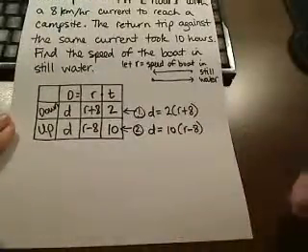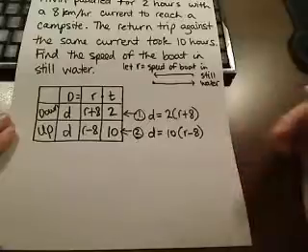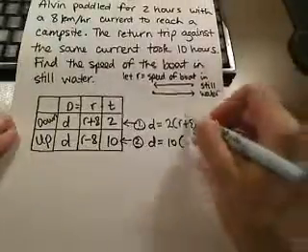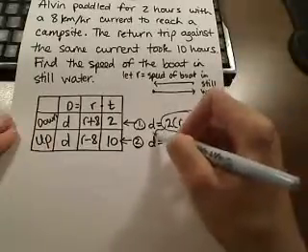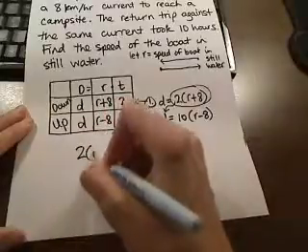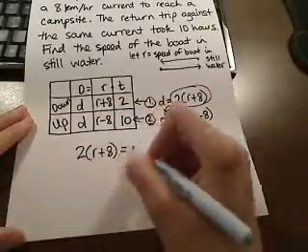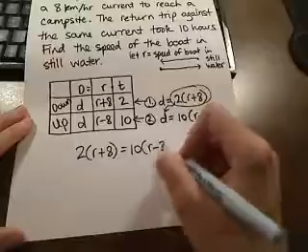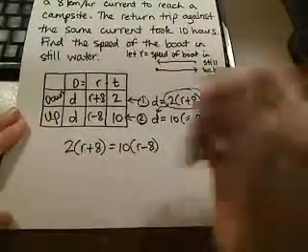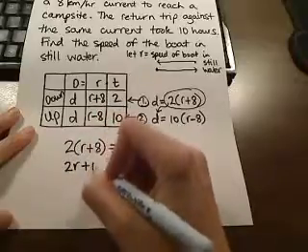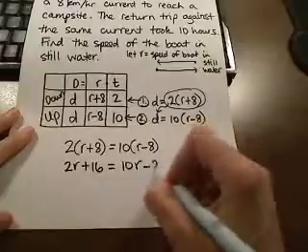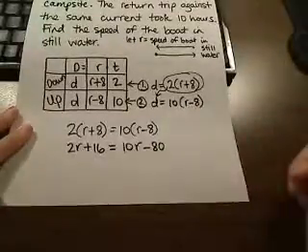Now this is a system of equations. We can solve this however we want. I'm going to use the substitution method. So I'm going to take that piece and plug it in for d. We're going to have 2 times r plus 8 equal to 10 times r minus 8. Now we're just solving for r. So we distribute. We've got 2r plus 16, and over here 10r minus 80.